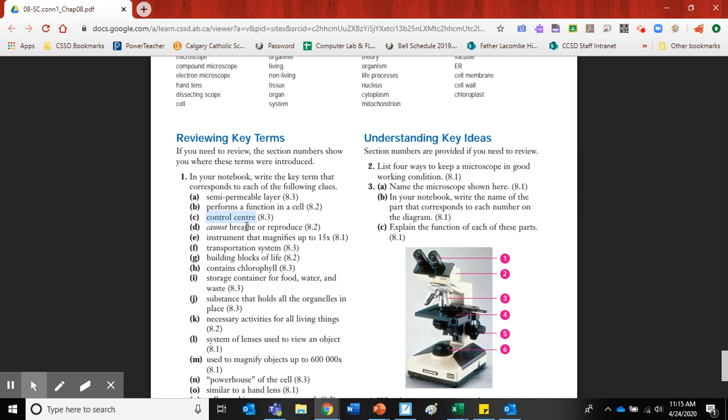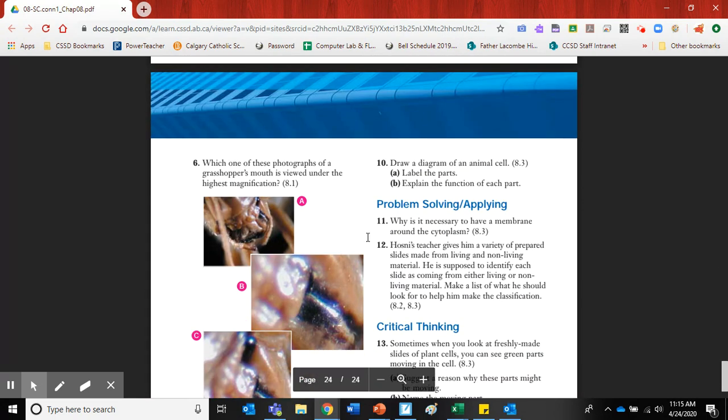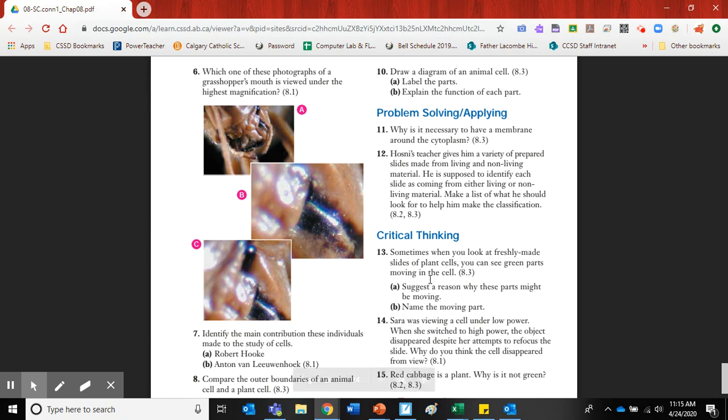So I'm just grabbing the parts of the cell because they're the quickest, but what is the transportation system? You should be able to put these very simple terms into your definition and know what they line up with, and then you would be good and ready for your assignment and the quiz. And once you've practiced all these different little parts, good luck on your test.